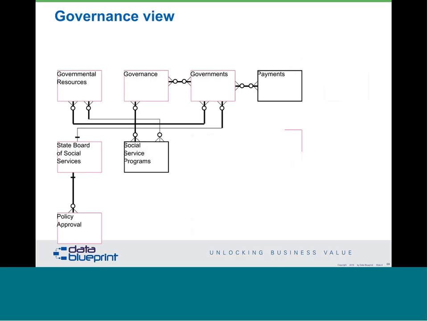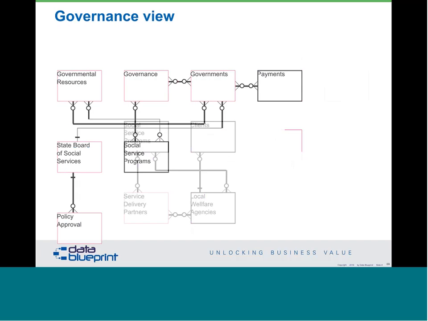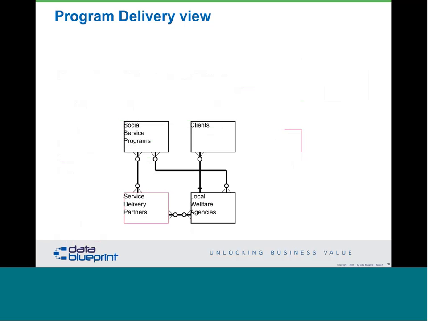The governance view, as you might imagine, is more complex. We had governmental resources, governance, governments, payments, social service programs, the State Board of Social Services, and of course there was a thing called policy approval there that we needed to make sure that we pulled into play. Notice as I'm doing this too, a lot of these entities, architecture components, show up in multiple views. There's another one here, sort of a program delivery view.